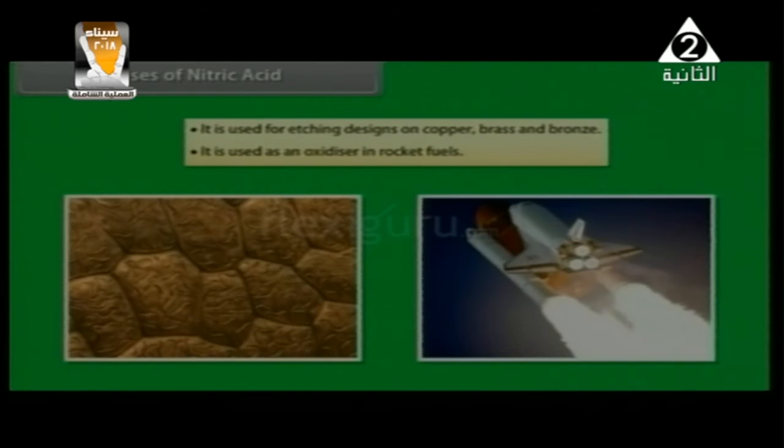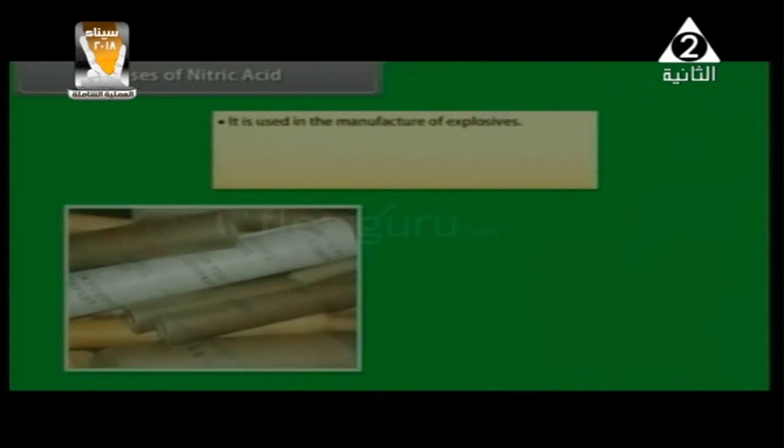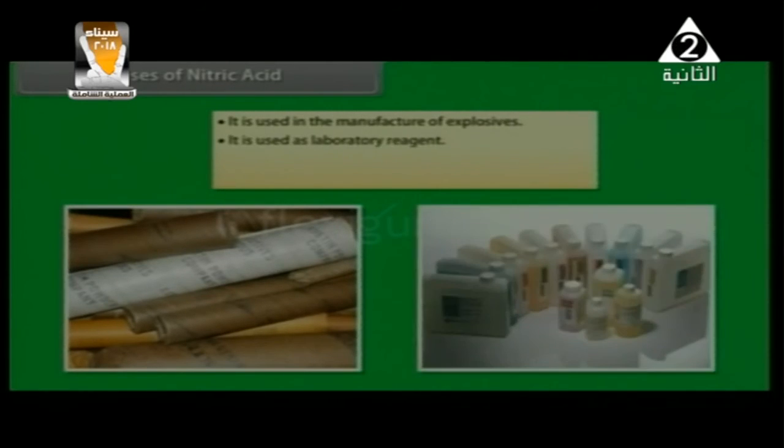It's used as an oxidizer for rockets. At the same time, it is used in the manufacture of explosive material. It also means it can be used in the laboratory as a reagent. The major use of nitric acid is in the manufacture of ammonium nitrate.